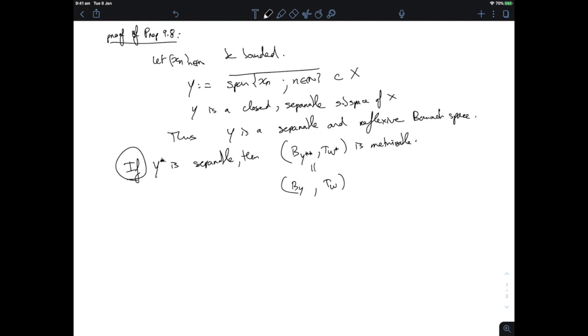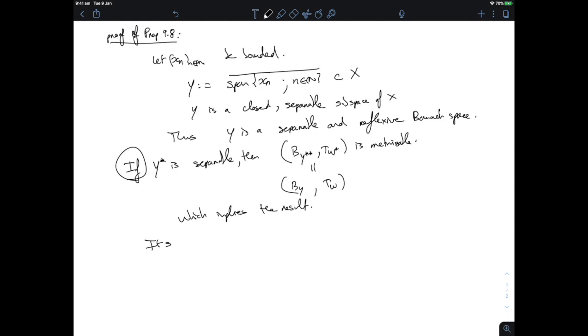The weak star topology and the weak topology coincide. So this unit ball of y with the weak topology is metrizable, and therefore you have a weakly compact set for metrizable topology, so you can extract a weakly converging subsequence. Okay, so that implies the result.